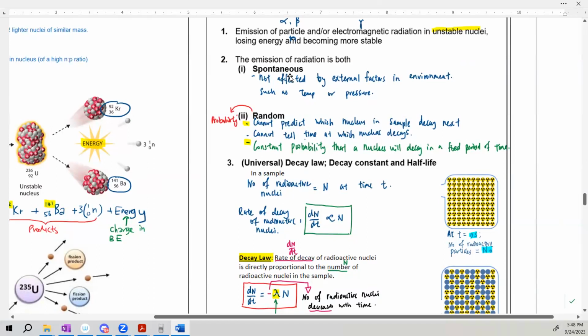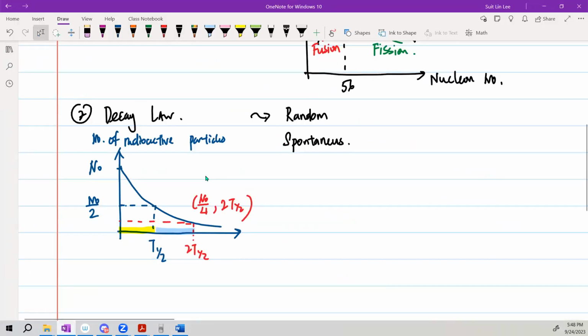Number 2 is spontaneous, meaning it's not affected by external factors such as temperature or pressure. We cannot make it happen by changing the temperature or adding a catalyst. So that is random and spontaneous. Once you know that they are random and spontaneous, then the decay law says that the rate of decay, dN/dt, is proportional to N. If they ask you to define the decay law, this is the definition.